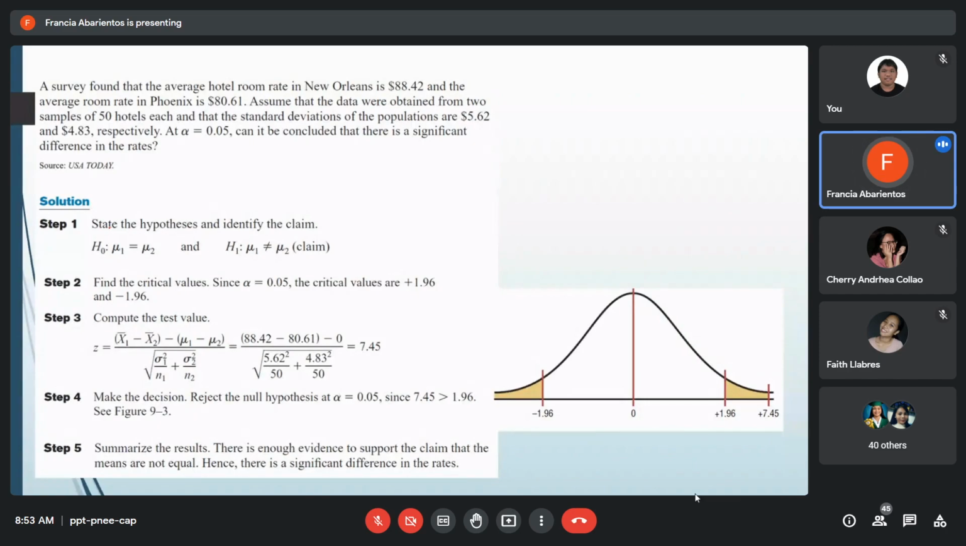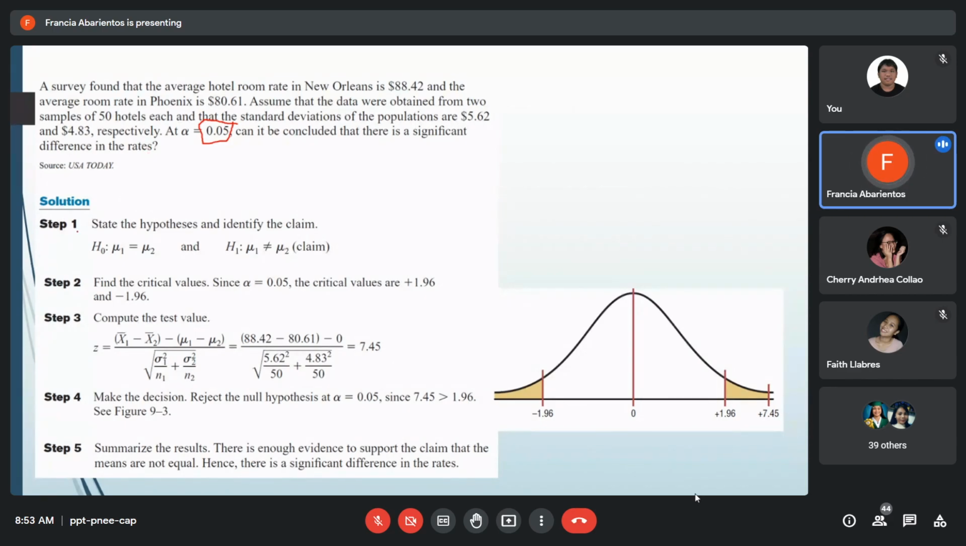For example, a survey found that the average hotel room rate in New Orleans is 88.42 and the average room rate in Phoenix is 80.62. So, assume that data were obtained from two samples of 50 hotels each and the standard deviations of the populations are given 5.62 and 4.83 respectively. At given alpha, we are given 0.05. So, itong 0.05, gagamitin natin yan sa table. Can it be concluded that there is a significant difference in the rates?